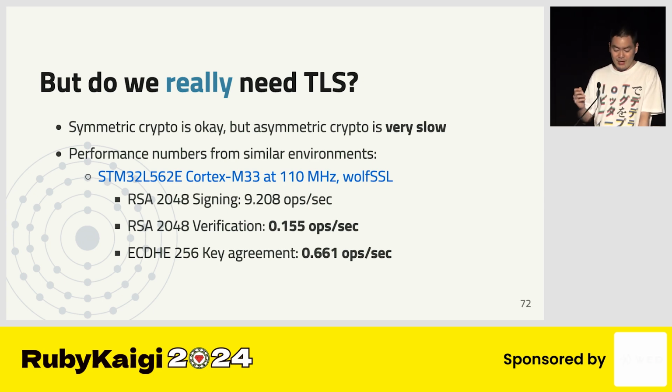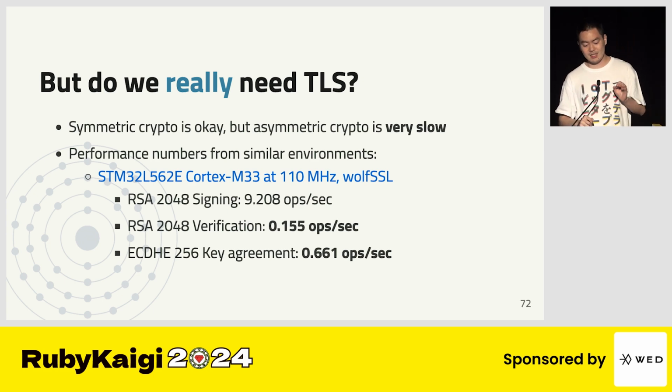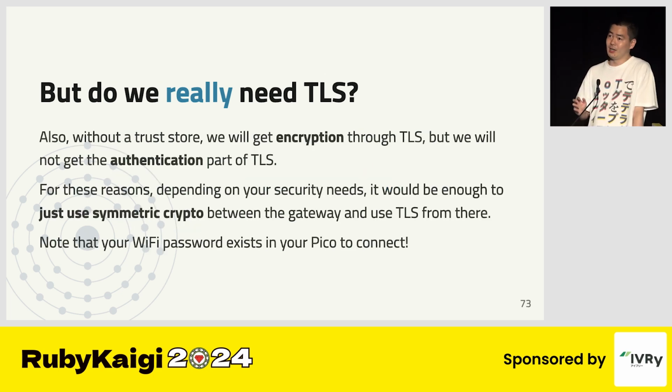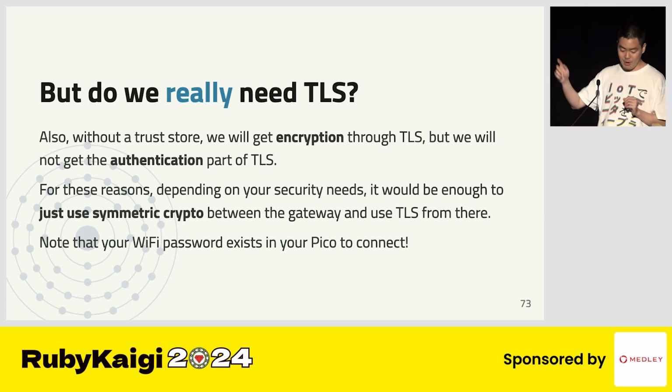Symmetric cryptography is okay in limited environments, but asymmetric crypto, like RSA and elliptic curves, are very slow. Performance numbers from similar environments show that it takes 6.4 seconds to verify RSA 2048 signatures on similar hardware. That is too slow, or connections will time out. Also, without a trusted certificate store, we will get encryption through TLS, but not the authentication part of TLS. For these reasons, depending on your security needs, it would be enough to just use symmetric crypto between the gateway and the Pico, then use TLS from the gateway.